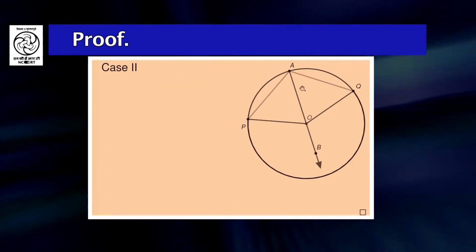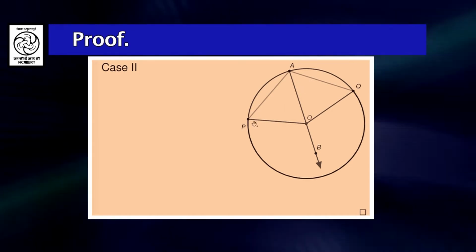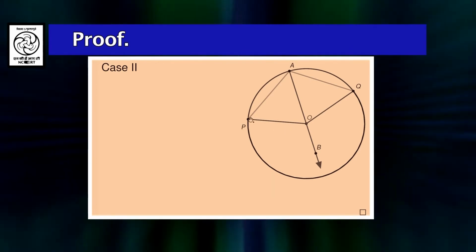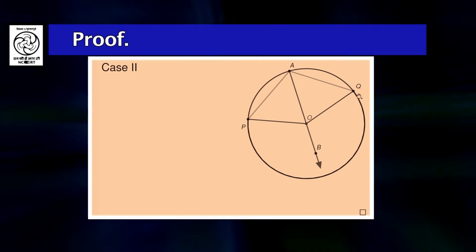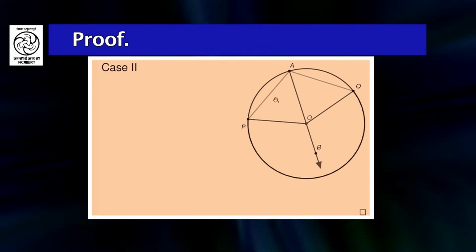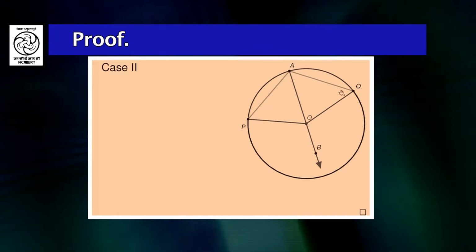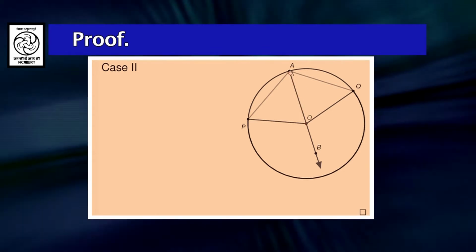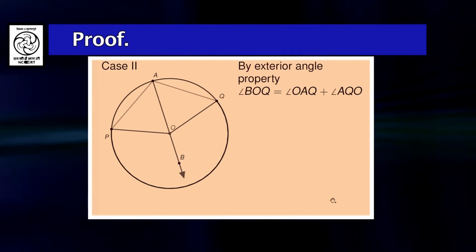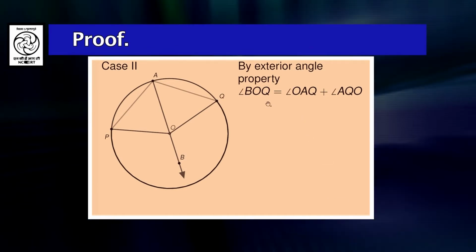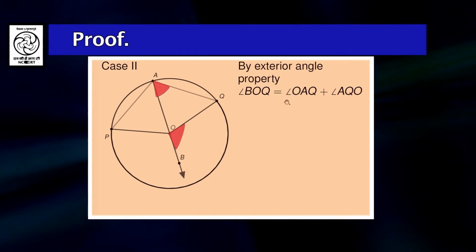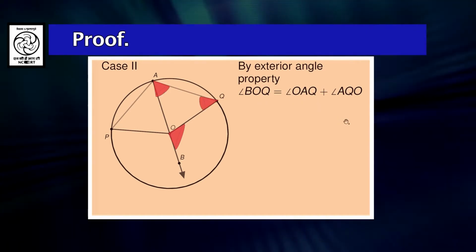Case 2. In this case, the angle POQ is greater than 180 degrees. That means arc PQ is a major arc this time, and A is a point on the minor arc PQ. So, same as before, we will join AO and extend it toward B. By exterior angle property, angle BOQ is equal to angle OAQ plus angle AQO.